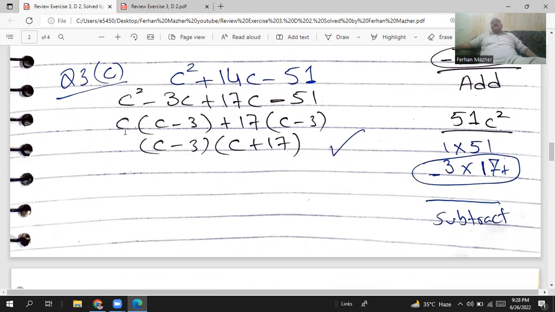From the first two terms, you can take c common. So you will have c minus 3 inside the bracket. From the last two terms, you can see we have positive 17 common. So in the bracket, you will have c minus 3. Now from this term and this term, c minus 3 is common. So from here, you will have c. From here, you will have 17.